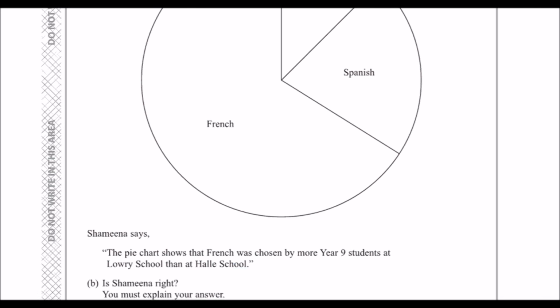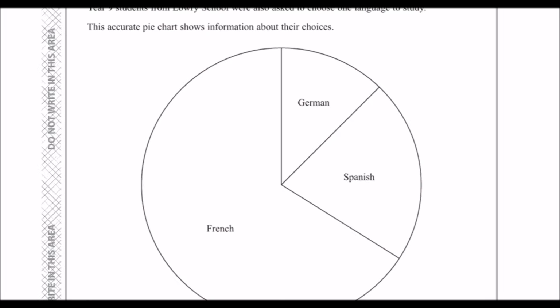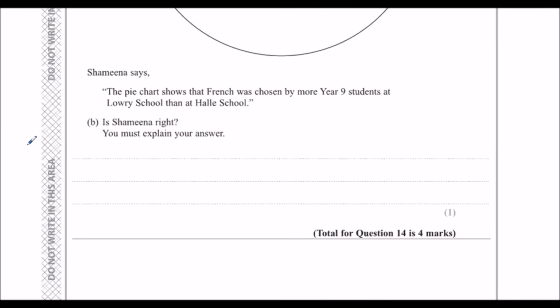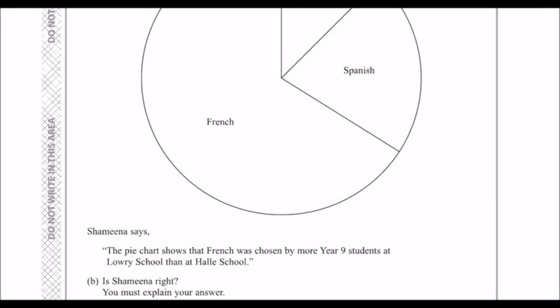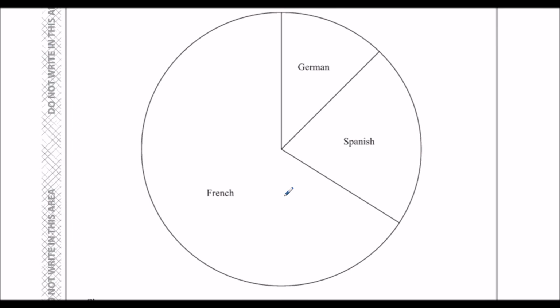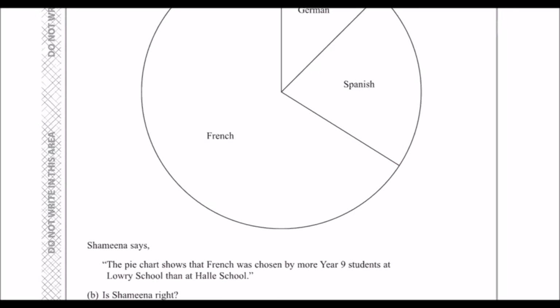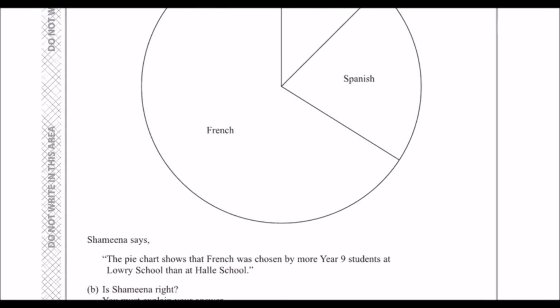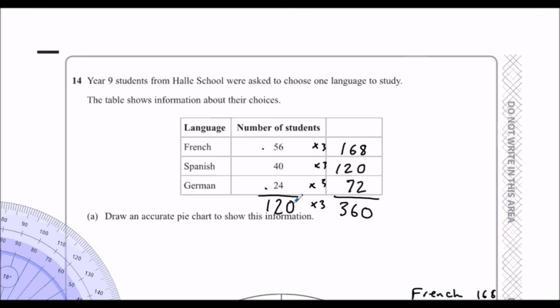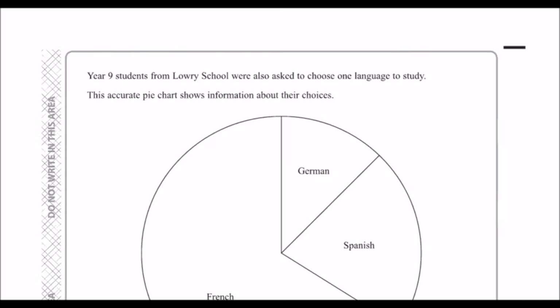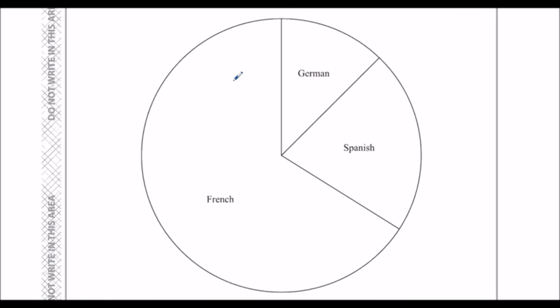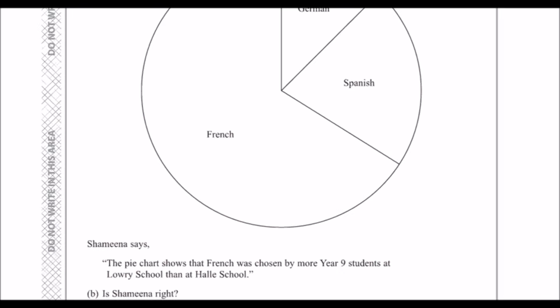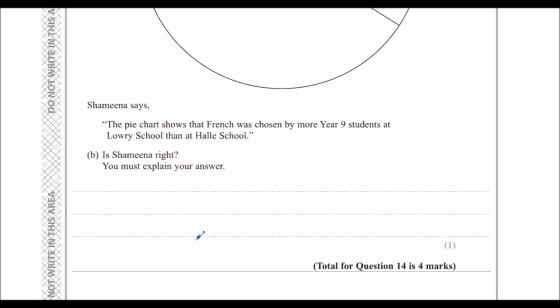Is Shamina right? Well, what a pie chart shows us is the proportion that chose it. But we don't know actually how many students were at this second school. So if there were, how many students were at the first school? 120 students at the first school. If there are only 50 students at the second school, even though there's a bigger proportion French, it doesn't mean that there's necessarily more students. So is Shamina right? Well, she might not be. We don't know.